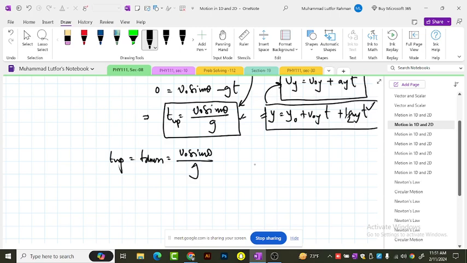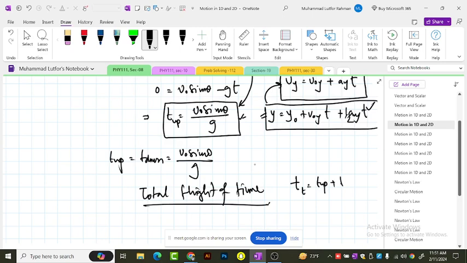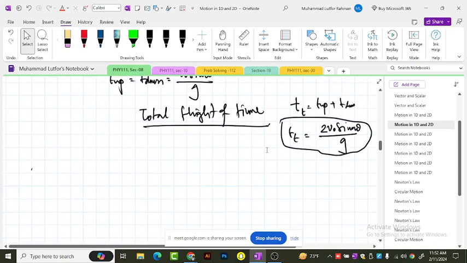Now, if you want to find out total flight of time, that's going to be simply T total. I write down, so it should be T up plus T down, right? For ideal situation, T up plus T down obviously is going to be 2 V naught sine theta divided by g. That's actually we define the flight of time. You memorize. I'm not going to say you should memorize, but what will happen? This is the case actually.